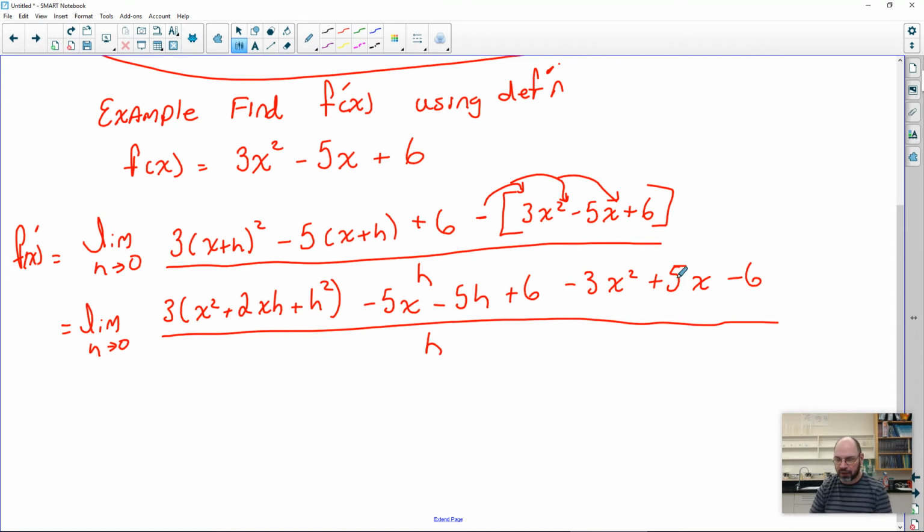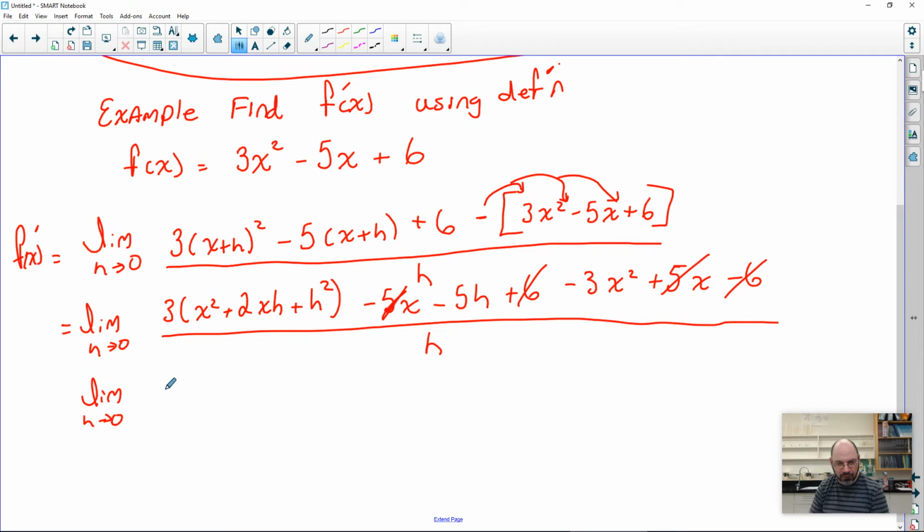Okay, so we have a canceling here, and we have a canceling here, because -5x and 5x gives you 0, and 6 and -6 gives you 0. That's still there. We have to expand this out.